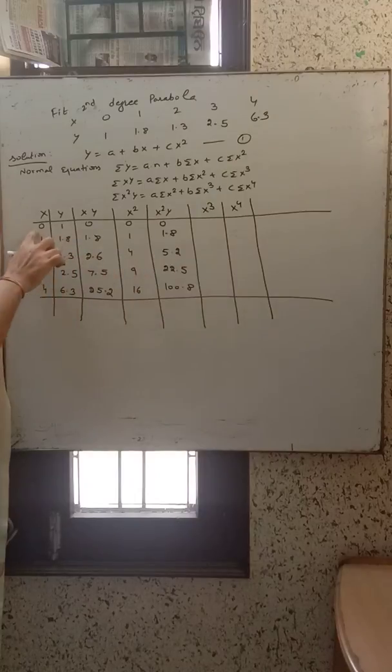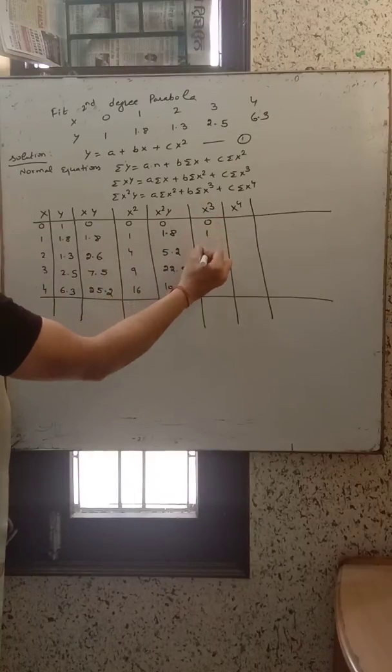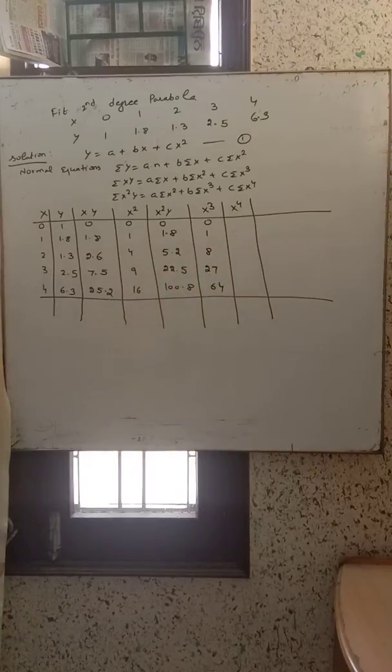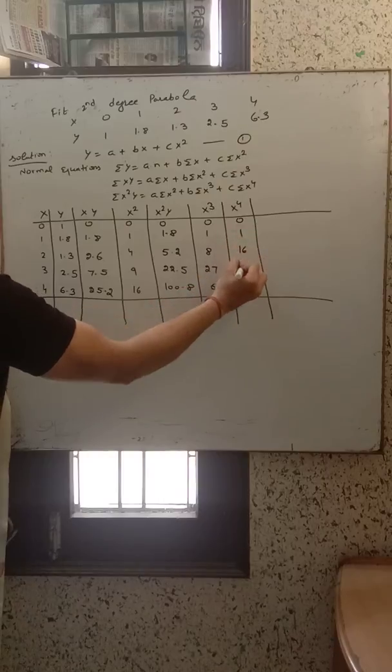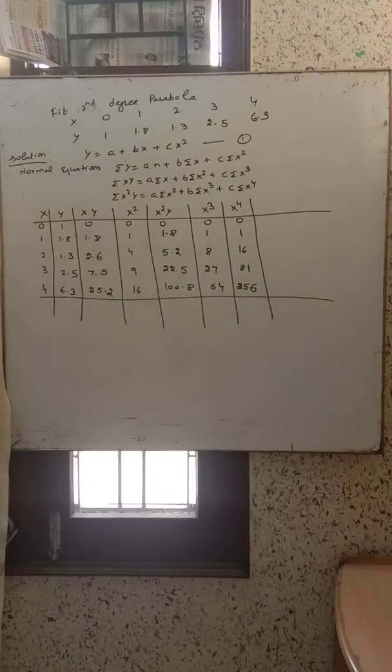X cube is the cube of this column. This comes out to be 0, 1, 8, 27 and 64. Similarly, x4, you can do the square of this or take the 4th power of this one. This comes out to be 0, 1, 16, 81 and 256. Now we take the summation of all the columns.